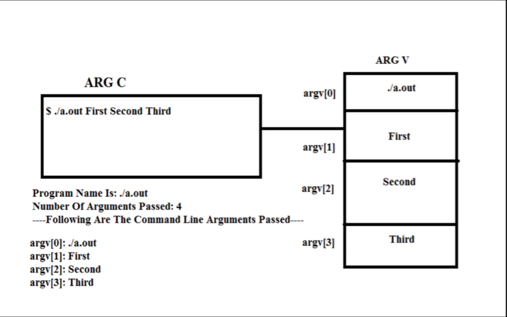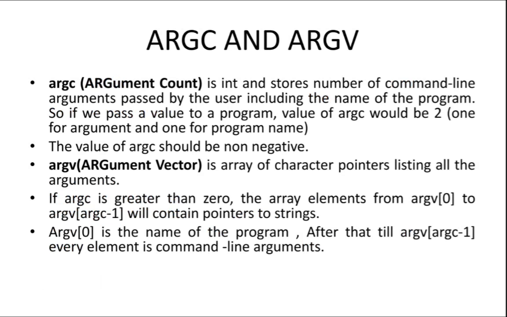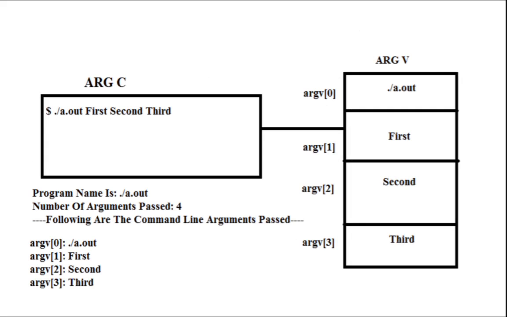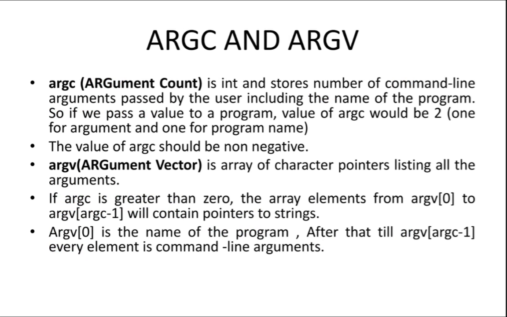So total number of arguments, how many arguments are you storing? Four arguments. The first slot, ARGV of 0, contains the program name. Getting, guys? Now you understood, right? So ARGC contains the number of command line arguments passed by the user, including the name of the program. Here my name of the program is a.out. So if you pass one value to a program, the value of ARGC will be 2: one for the argument and one for the program name.